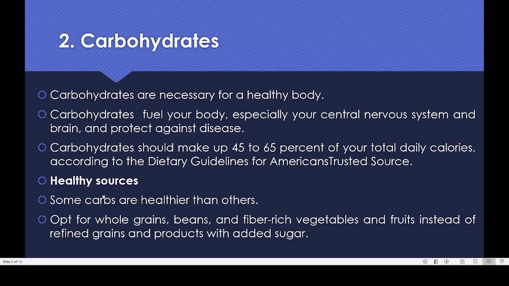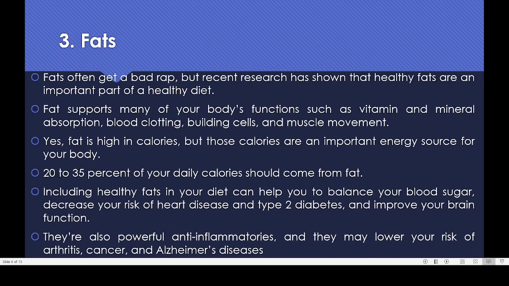Then, healthy sources. What are the important carbohydrates? Some carbohydrates are healthier than other carbohydrates. For example, whole grains are good. Then beans, then fiber-rich vegetables, then fruits, etc. Whole grains and fruits instead of refined grains are much better than other types of carbohydrates.